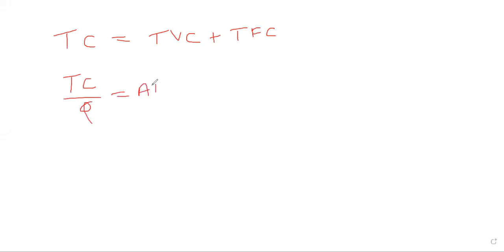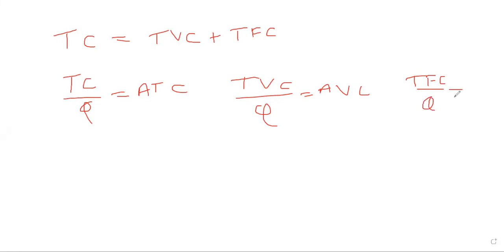Now, these formulas make sense when you're writing them. So I said total cost, who remembers, is total variable cost plus total fixed cost. Right? Then if we divide the total cost over quantity, the T becomes an A. So this is average total cost. Divide the total variable cost over quantity, the T becomes an A. This is average variable cost. When you divide the total fixed cost over quantity, the A replaces the T, average fixed cost.